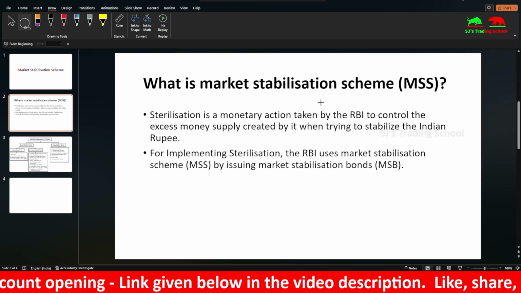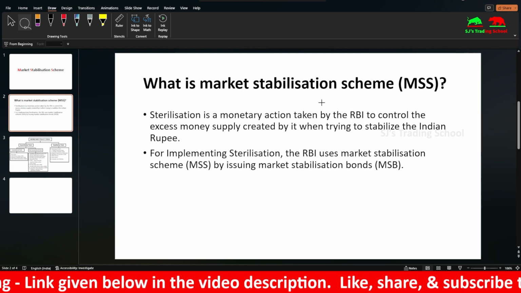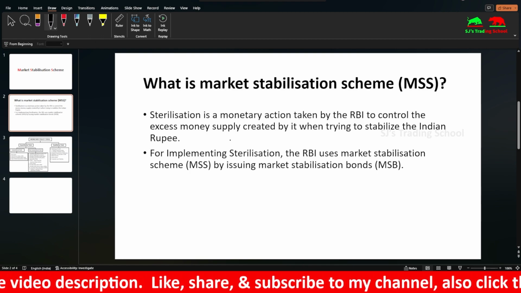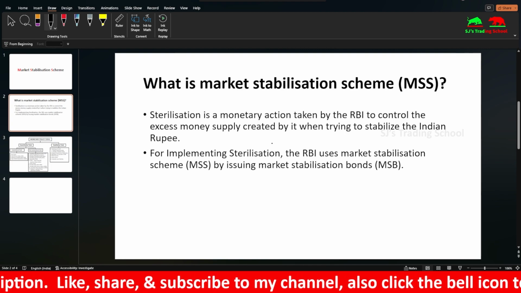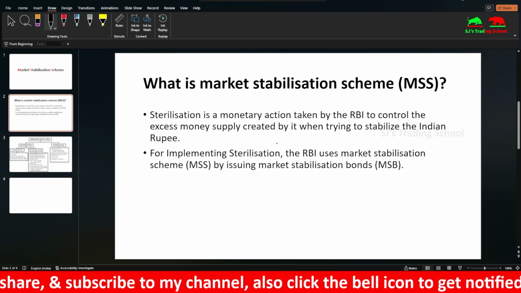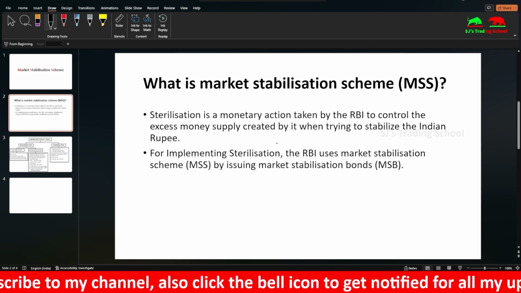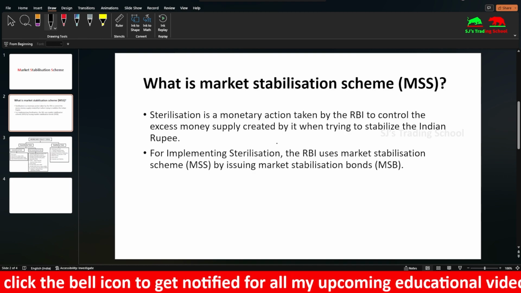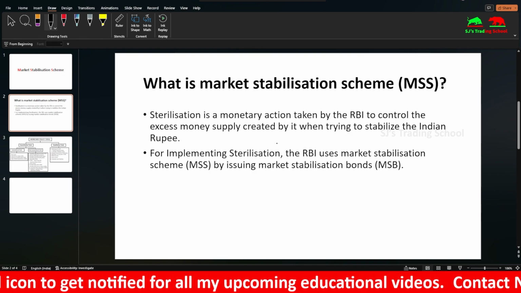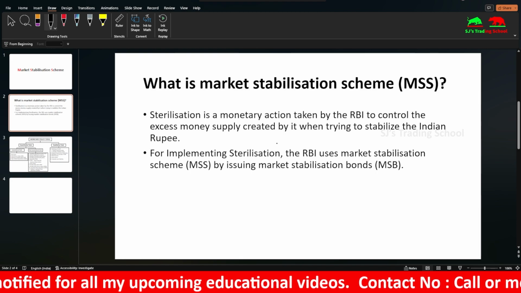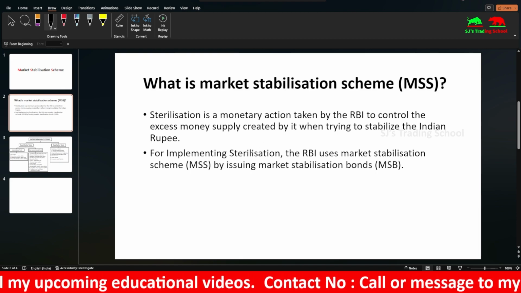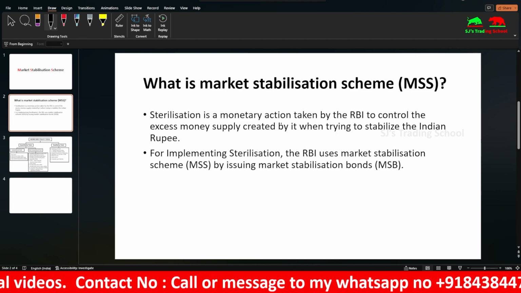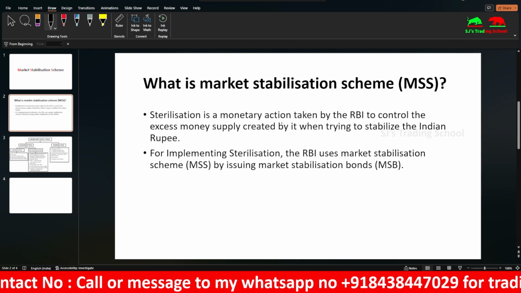Sterilization is the monetary action taken by the RBI to control the excess money supply created by it while trying to stabilize the Indian rupee. The RBI injected liquidity while trying to stabilize the Indian rupee. Now the liquidity which it has injected, it must absorb again. So the injected liquidity must be absorbed by the RBI itself. That is what is known as sterilization. And for implementing sterilization, the RBI uses the Market Stabilization Scheme.